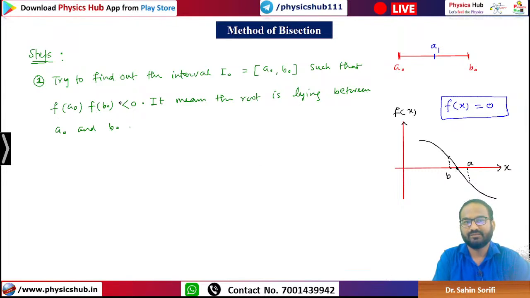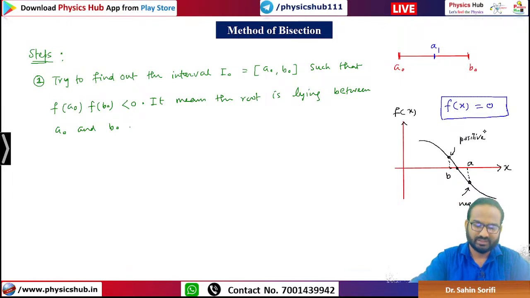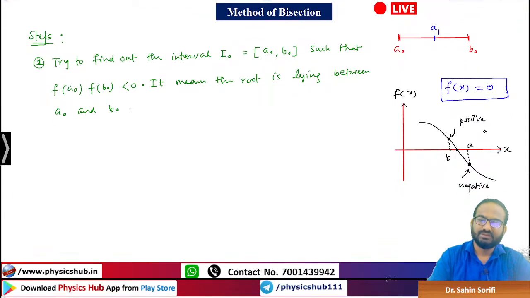and you can understand why this condition f of a naught, f of b naught must be less than 0. Okay, because here the function value is negative, here the function value is positive. Obviously when you take a product, the product must be negative. That is why we do this.